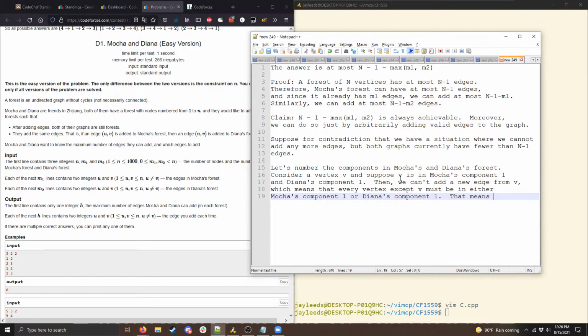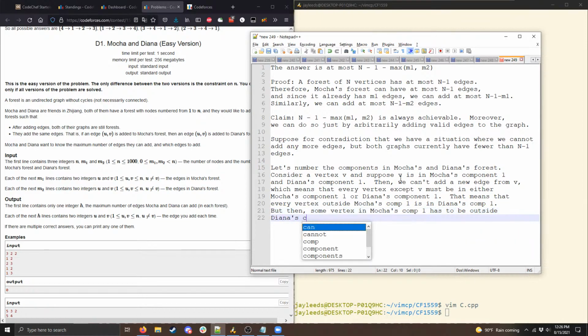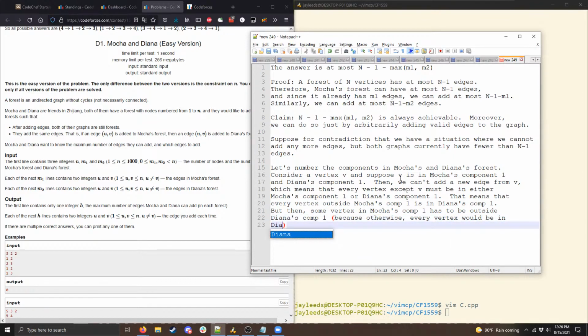So that means that every vertex outside Mocha's component 1 is in Diana's component 1. But then some vertex in Mocha's component 1 has to be outside Diana's component 1, because otherwise every vertex would be in Diana's component 1, so Diana would have n-1 edges.